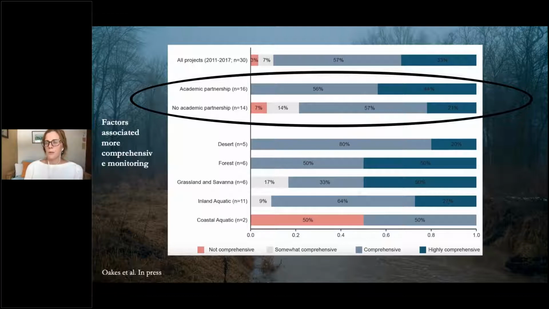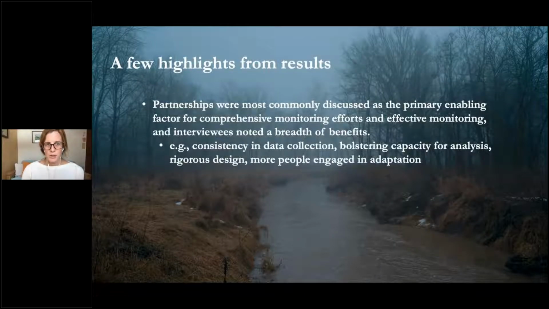And this also mirrors what we found in our interviews and what people shared with us about the role that partnerships played. So partnerships were most commonly discussed as a primary enabling factor for comprehensive monitoring efforts and effective monitoring. And interviews noted a breadth of benefits that came from these types of partnerships. So those could include, for example, consistency in data collection, bolstering capacity for analysis, rigorous design, and really engaging more people in adaptation and adaptation practice.